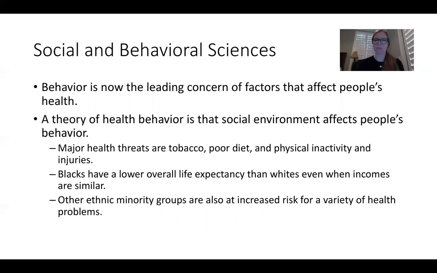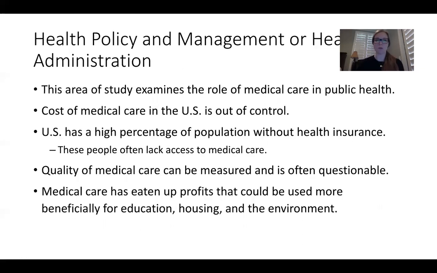Social and behavioral science is now the leading concern of factors that affect people's health. So think about this, especially right now, being in isolation or starting to open up from isolation. How does that make us feel? Major health threats are tobacco, poor diet, physical inactivity, injuries, and things like that. So being aware of this in health behavior, social and behavioral sciences. Okay, that's another discipline.